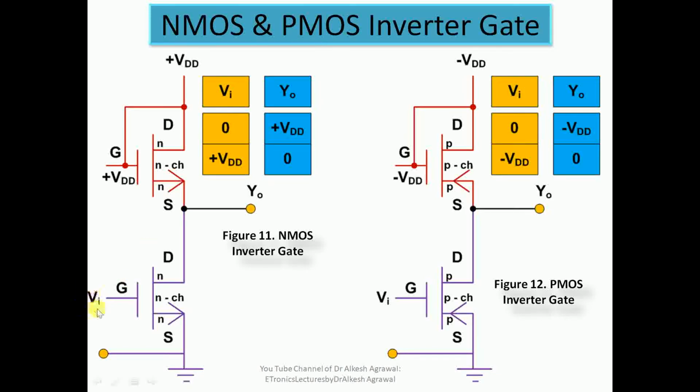In the second case, when we give a high logic input, that is plus VDD, this gate will also be in on state and the output will be pulled down to ground, so we get a low logic output. So we can see that this is acting as an inverter gate. The same functioning is that of a P channel MOSFET.